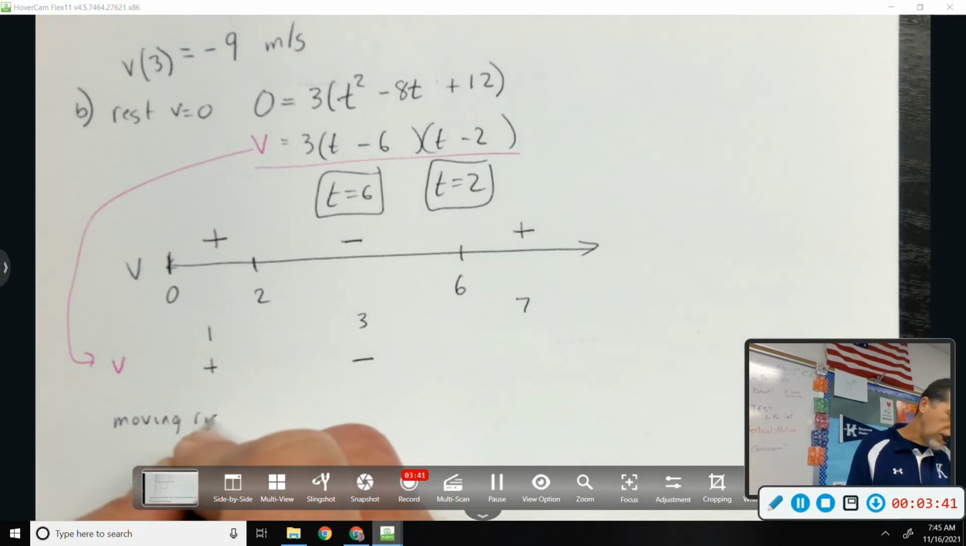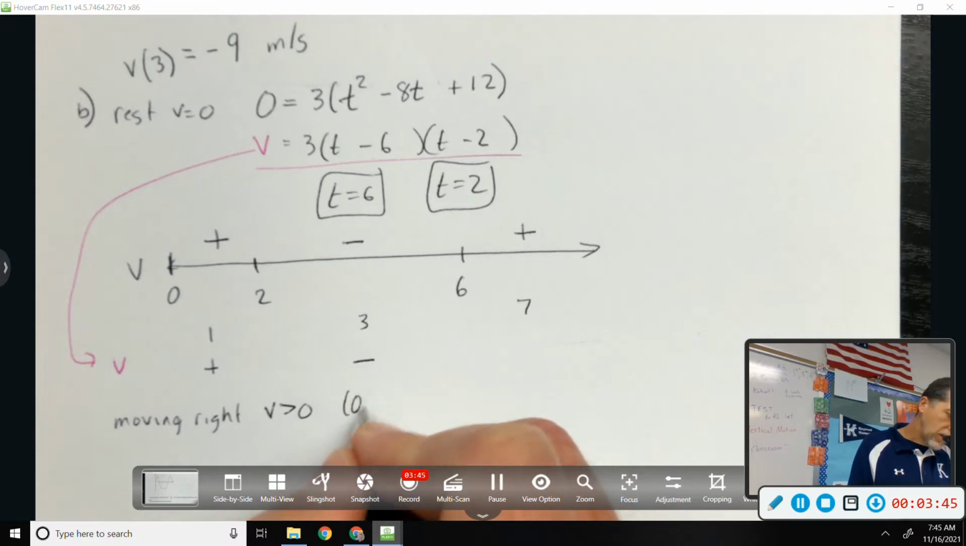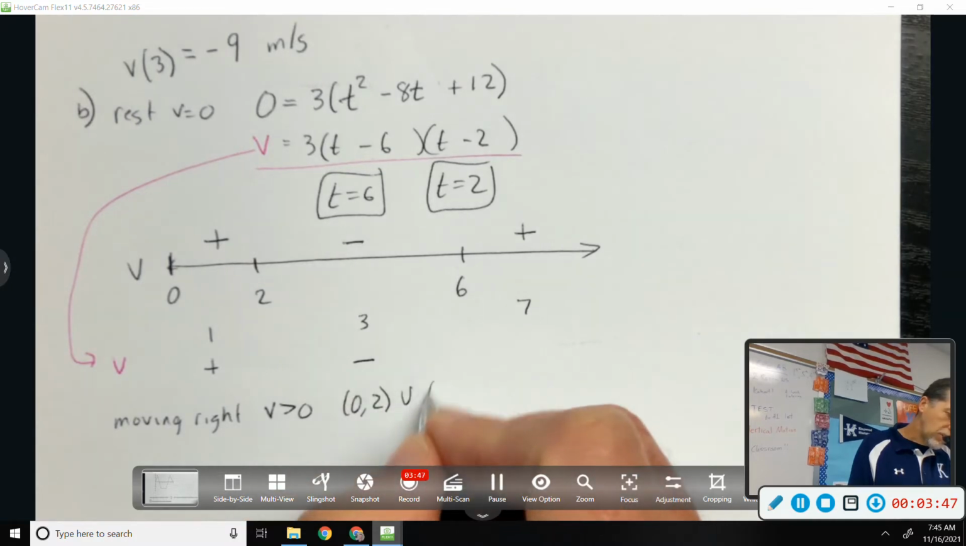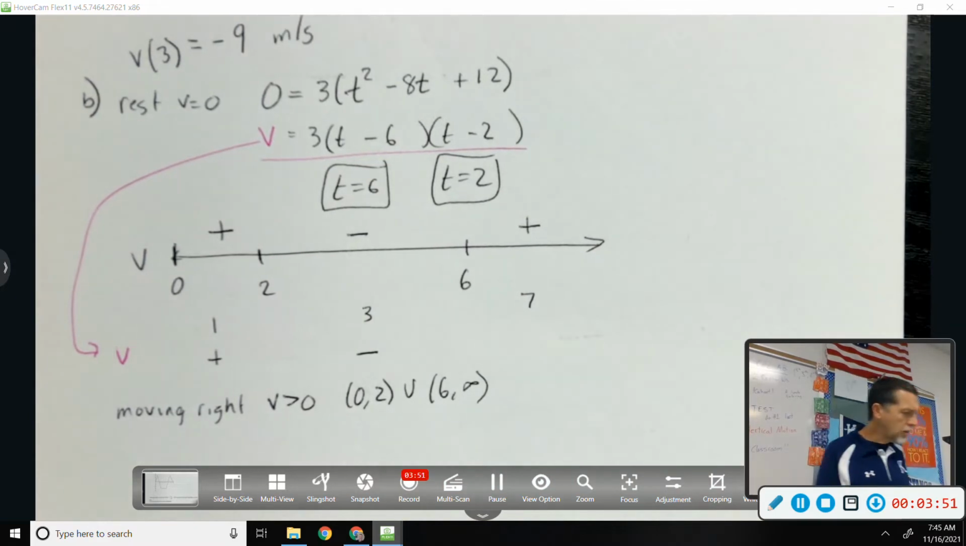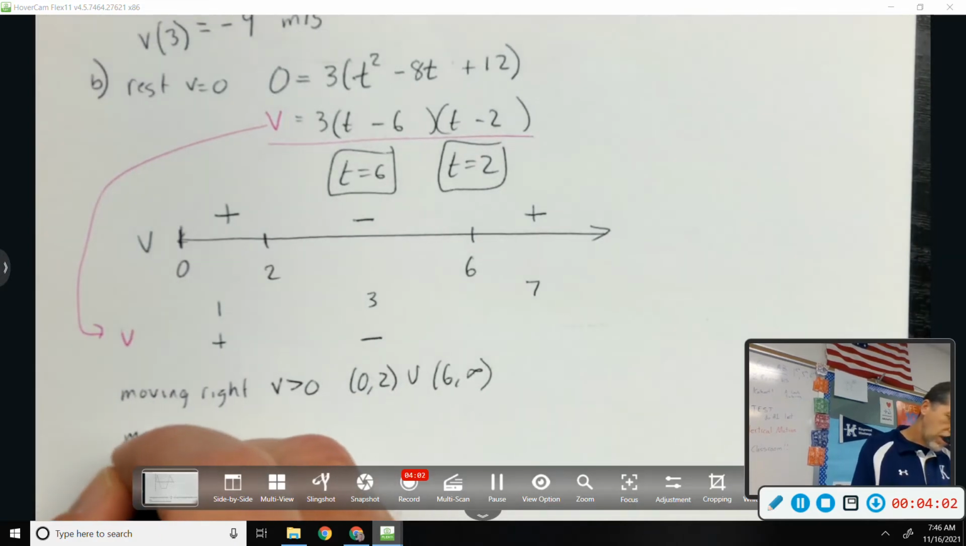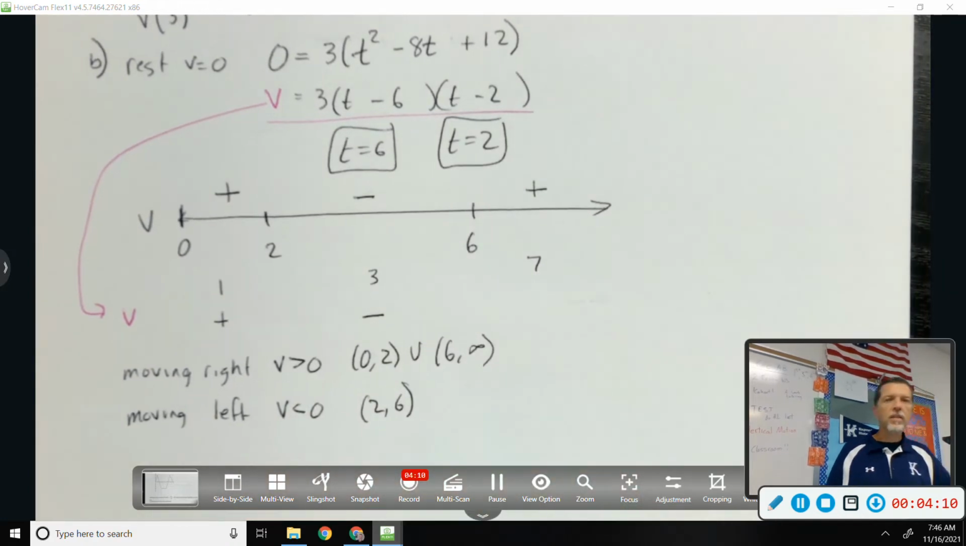So it's moving right when v is greater than 0. So that's 0 to 2, 6 to infinity. I should reread this question, because sometimes it puts a time limit on when this is happening, but this one doesn't. So just 6 to infinity, it's moving to the right. It's moving to the left when v is less than 0, so that would be from 2 to 6.